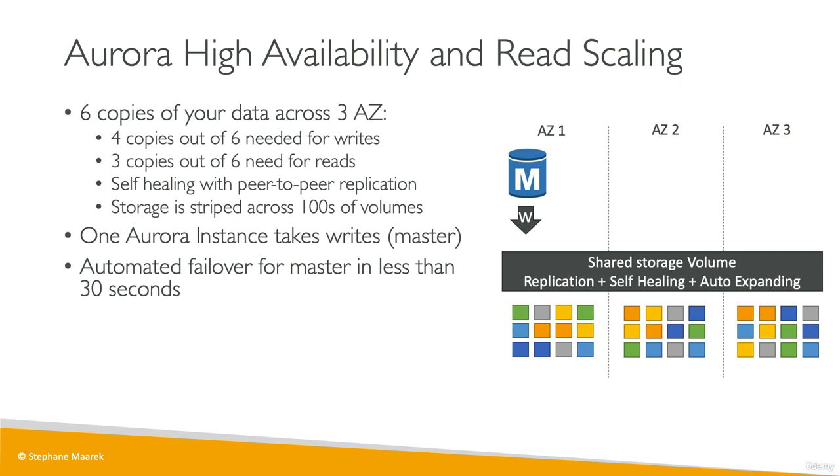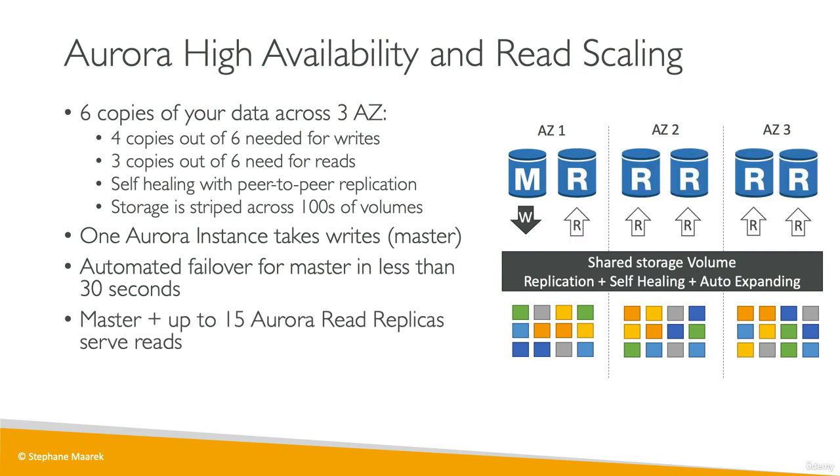And on top of the master, you can have up to 15 read replicas, all serving reads. So you can have a lot of them. And this is how you scale your read workload. And so any of these read replicas can become the master in case the master fails. So it's quite different from how RDS works. But by default, you only have one master.